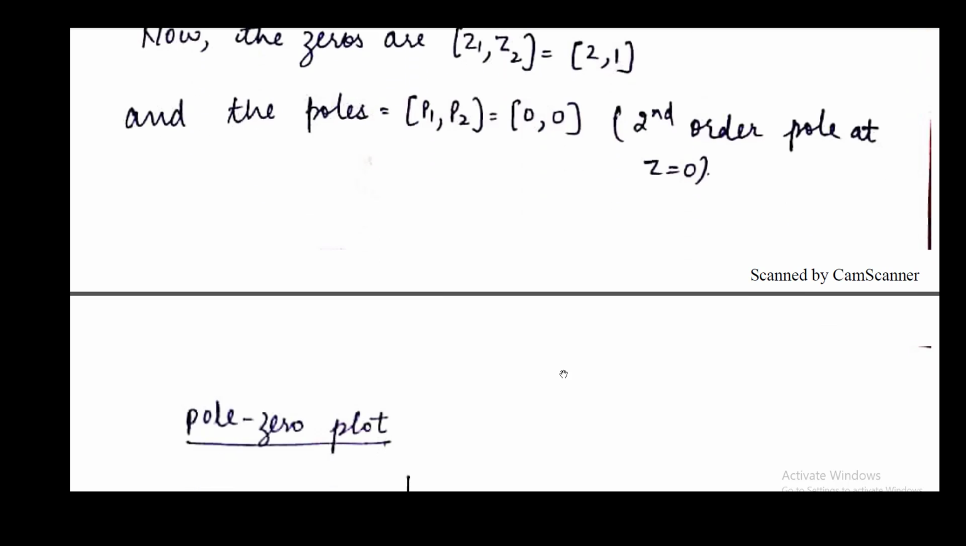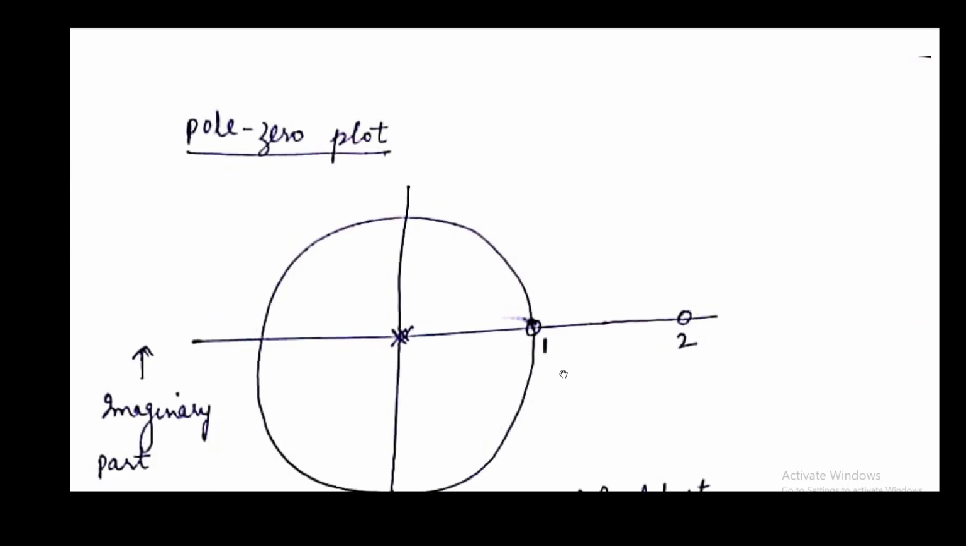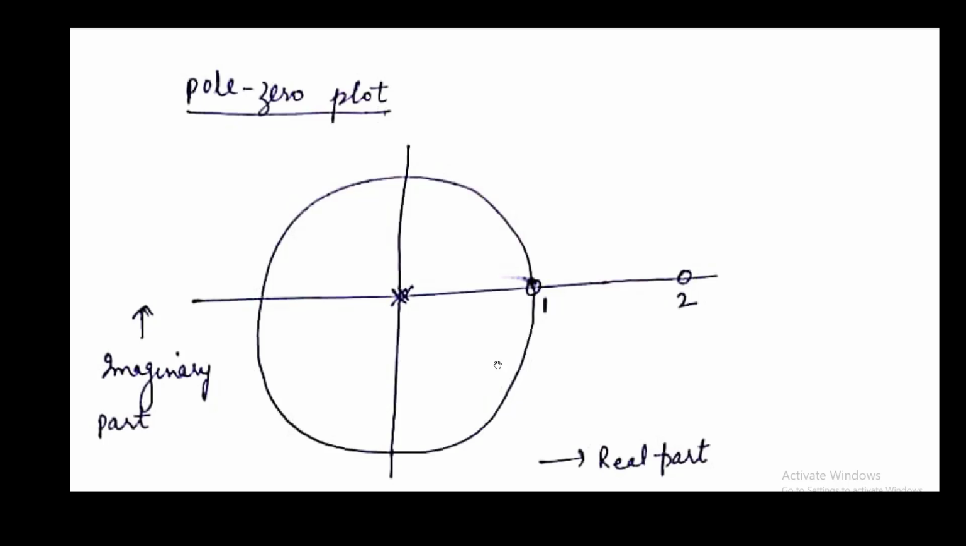Now let's see the pole-zero plot for this. As we have seen, this is a z plane. We have two poles at z equal to 0, and we have one zero on the unit circle, that is at z equal to 1, and we have the other zero at 2, which is again on the real axis.